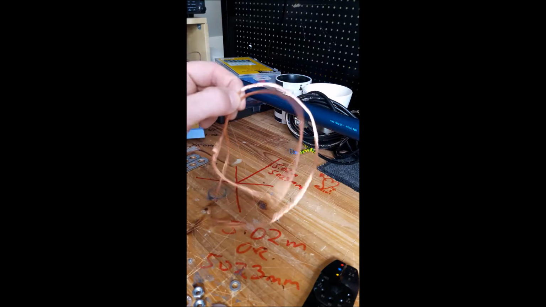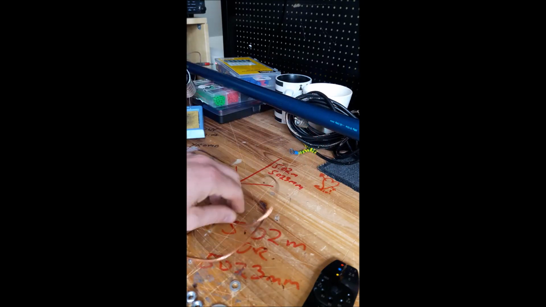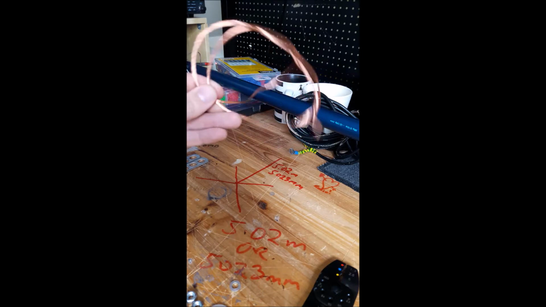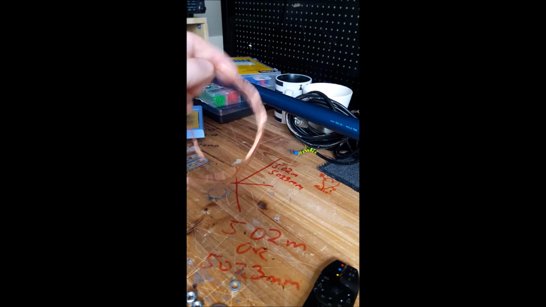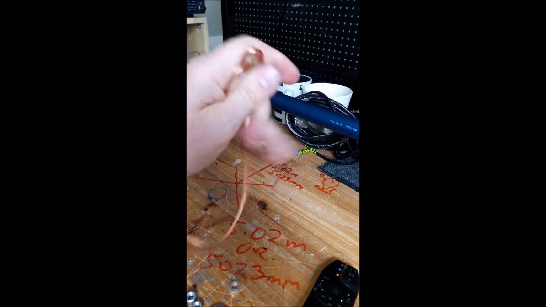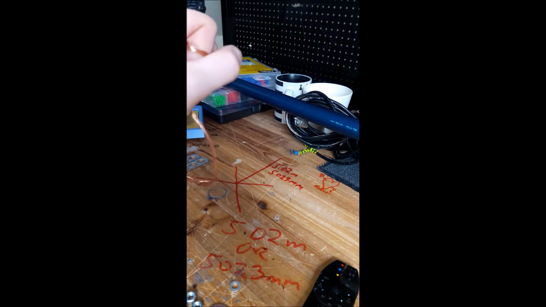Just be careful when you're ordering flex weave antenna wire. Some of it is advertised as flex weave, but it's actually quite stiff. You really need this silky stuff, this really flexible stuff, for this to be able to work.